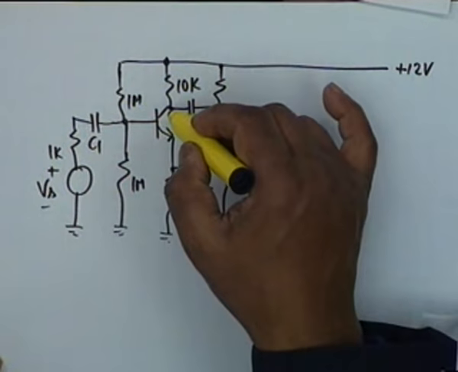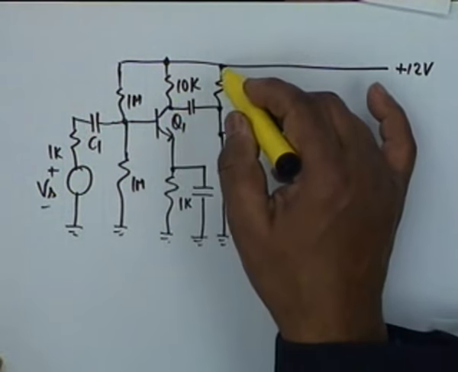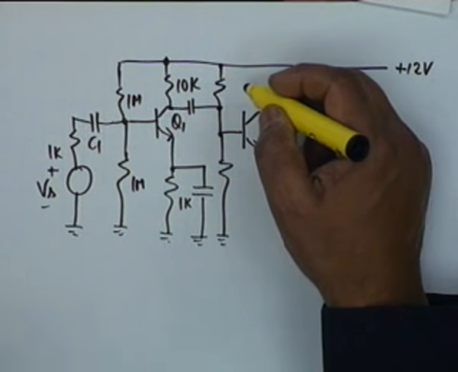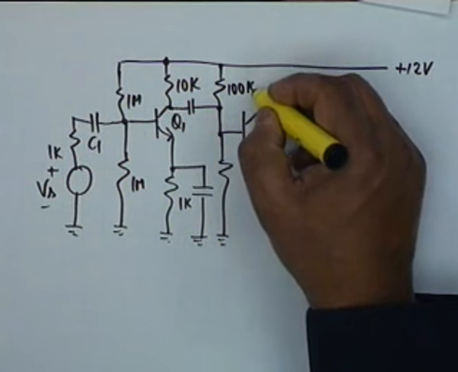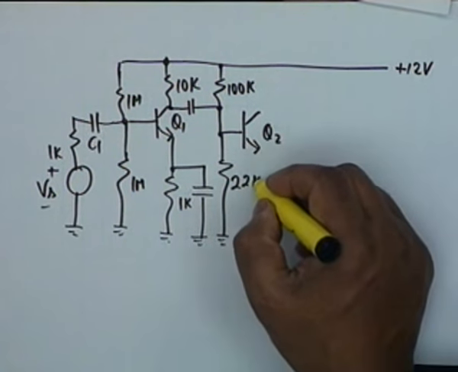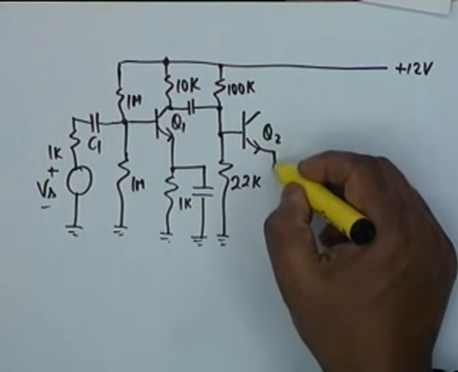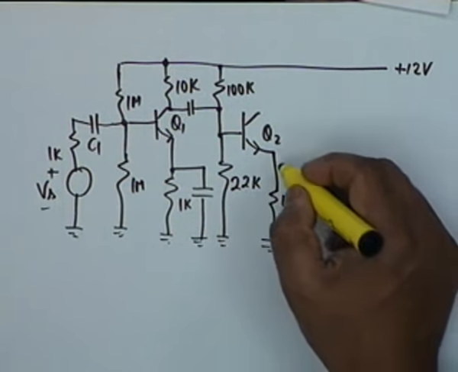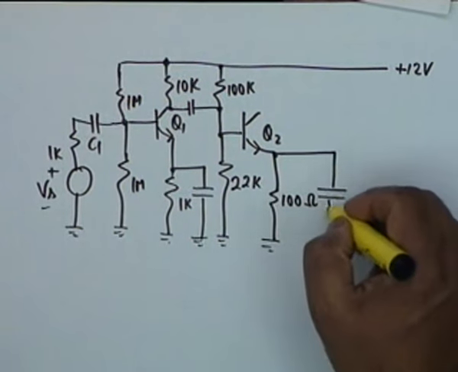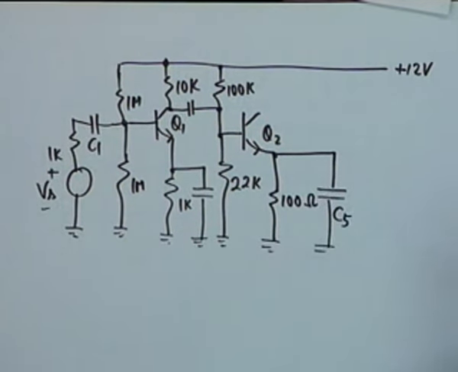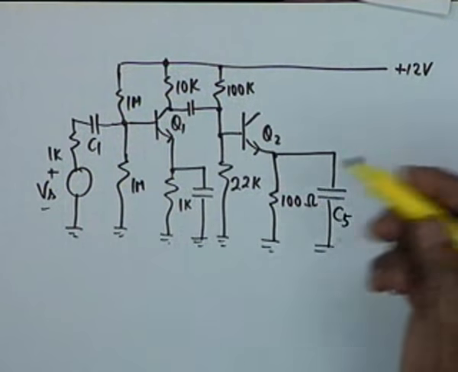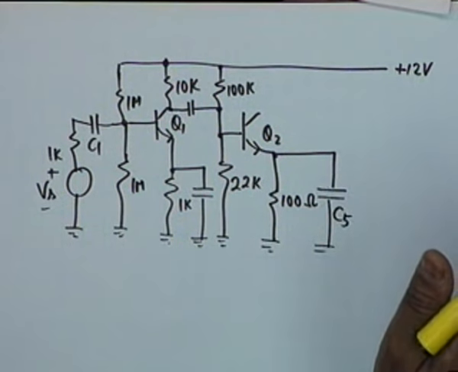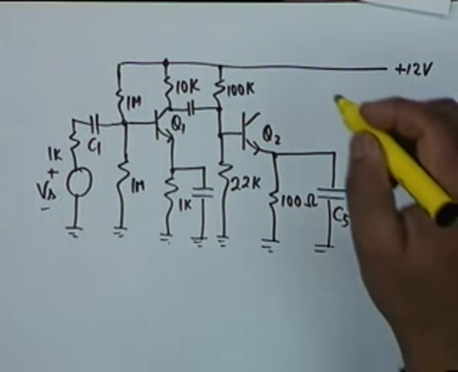Okay, I am not supplying a DC from the output of Q1, and therefore I must supply it from the power supply. These resistances are 100K and 22K. The emitter of Q2 goes to ground via a resistance of 100 ohm, which is bypassed by C5. The other capacitors are C1, C2, C3, C4. This capacitor is named C5. Why it is named so, I'll come to in a moment.